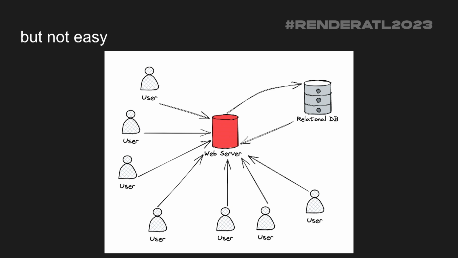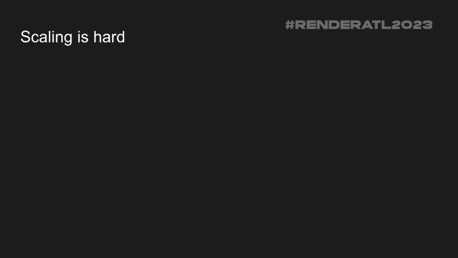That single web server sitting in the middle was a pretty bad point of failure. It was very easy for it to get overloaded on traffic spikes. As your user base started to grow, you have too many users, that web server could start to fail pretty easily. Scaling is hard.